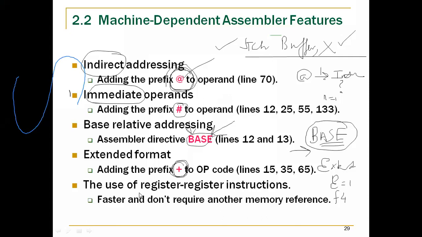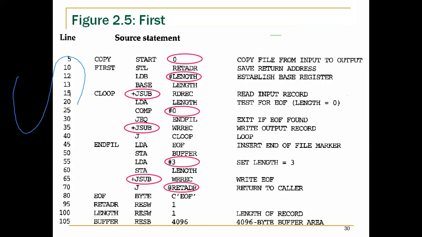Right. So how do you identify a register to register instruction? Obviously, it will contain registers as operands. Got it? Okay, so with that in mind, let us now look into this program. Whatever has been marked, can you observe and tell what are the things that are highlighted here?